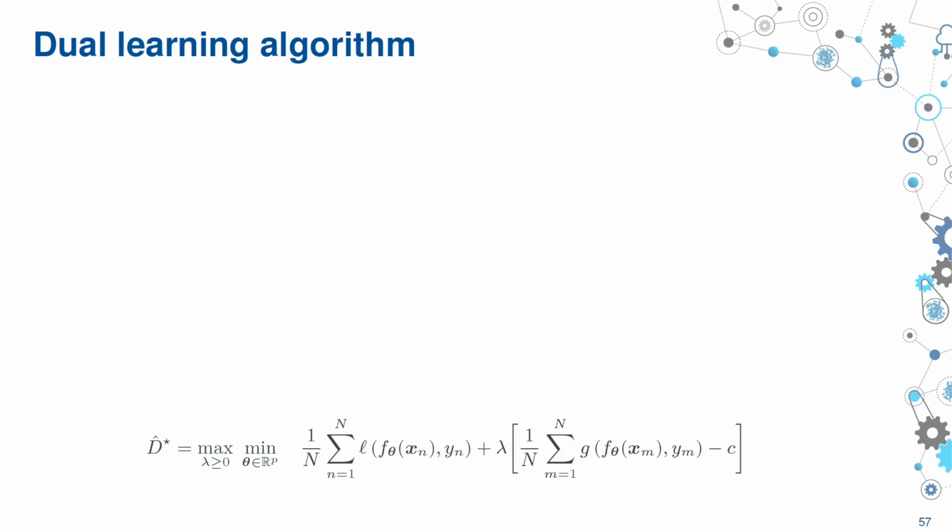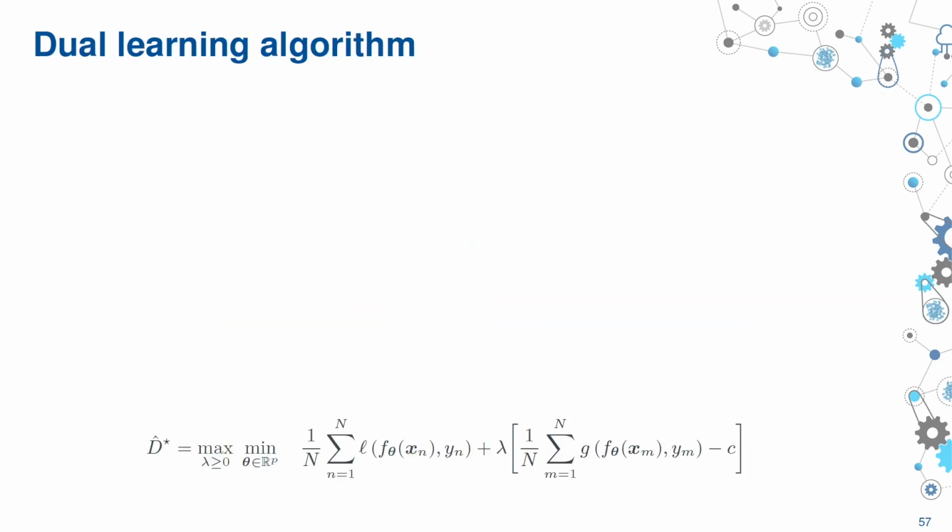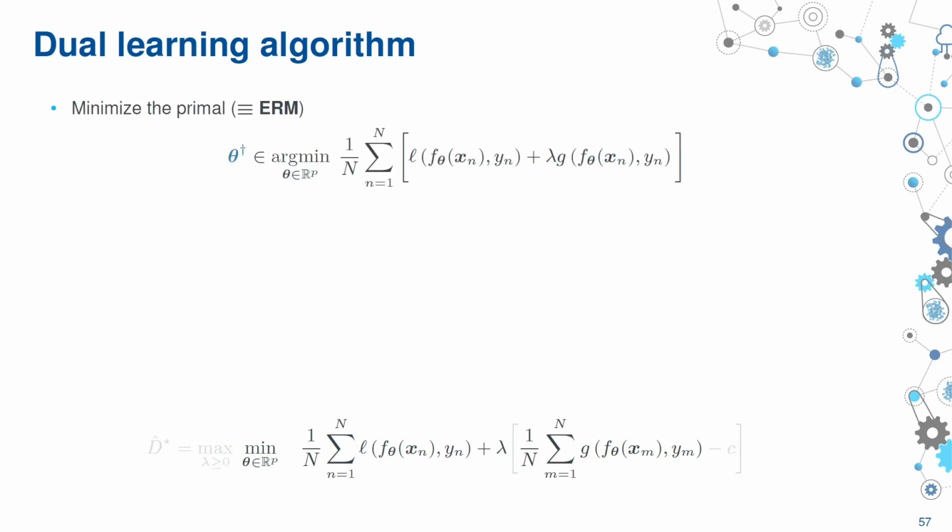Anyway, so that's the problem that we're going to solve, right? Instead of solving this constrained empirical primal, we're going to solve this dual empirical, and we know that this dual empirical is a good proxy for the statistical primal.